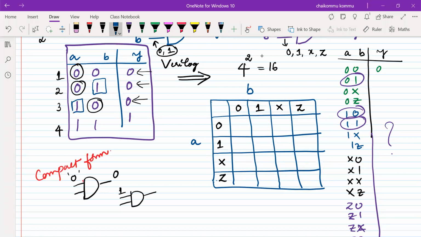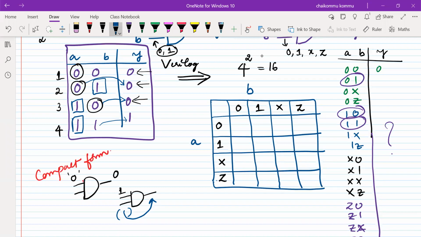Logic 1 is what we are applying here. In the first case, the second input will be the output. In the third case also, the second input will be the output. In the fourth case also, the second input is your output. That means whatever input you are applying here will be considered as the output signal. So this is the information.